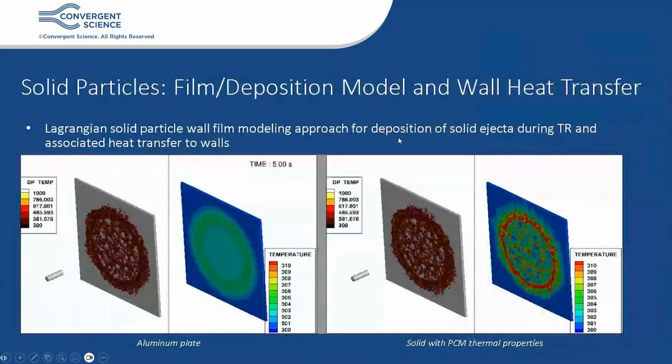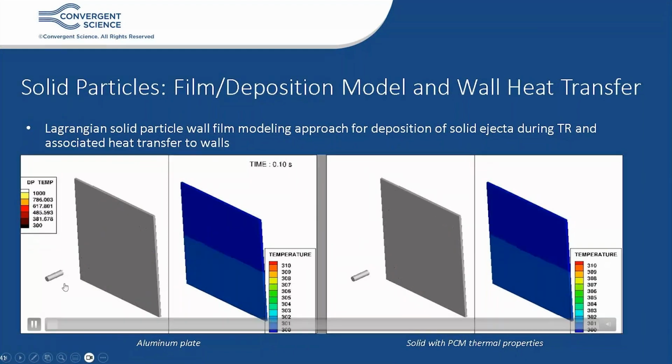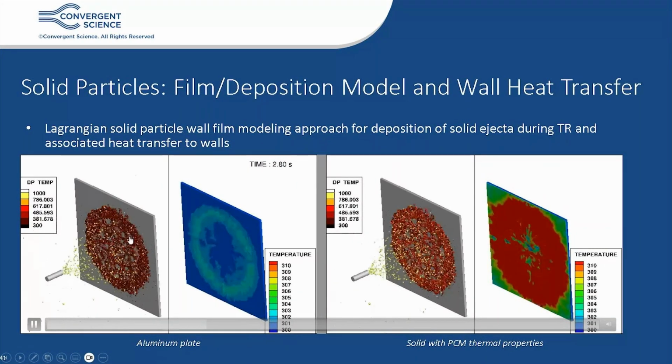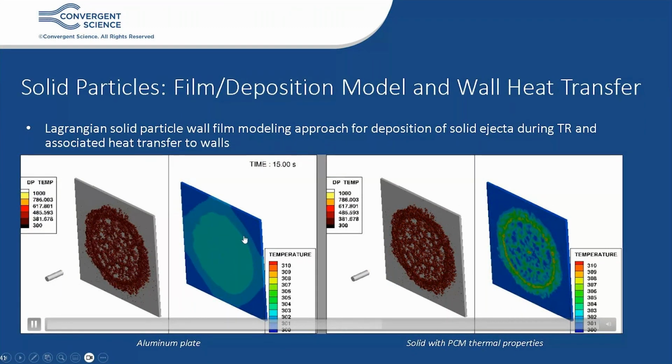In order to model the latter effect, we have been developing a solid particle film deposition model, which includes wall heat transfer to walls and CHT solids. So as you can see in this simulation, the battery ejects hot solid particles onto a blast plate, and these hot solid particles transfer heat to that CHT solid. In the first example, it's an aluminum solid.